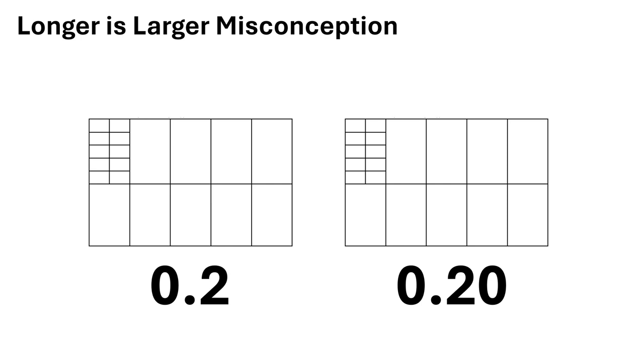In this video, we are going to look at the longer is larger misconception when reading decimal numbers. Here we have two decimals, and we have 2/10 on the right and 2/10 on the left. So we can see we have 2/10 on the left and 2/10 on the right. What we notice here is that there's a 0 in the hundredths position on the number to the right.